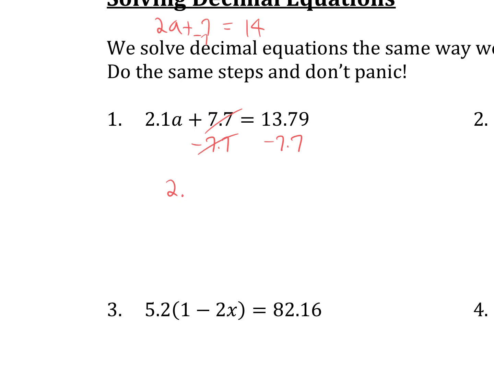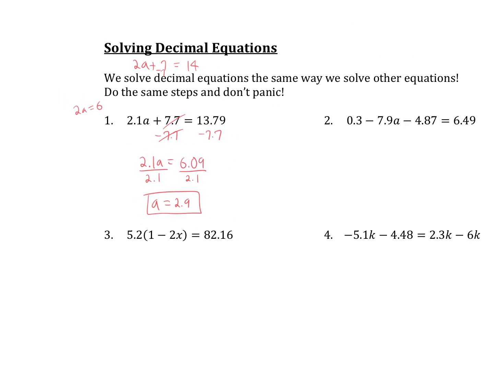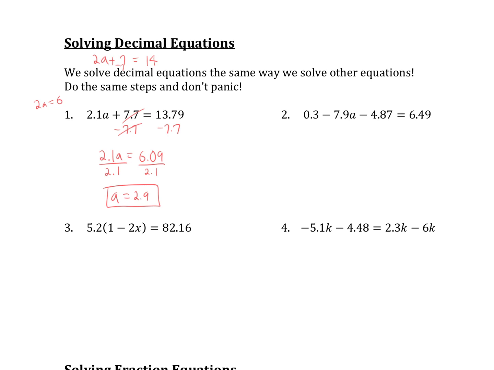So we have 2.1a. 13.79 minus 7.7 is going to be 6.09. Okay, now if I had 2a equals 6, what would I do? Well, I'm still going to divide by 2, but I'm going to divide by 2.1 because I want to undo multiplying by 2.1. So a is going to be equal to 6.09 divided by 2.1, which is 2.9. Make sure you think about it. Is it an exact answer or an approximate answer? If you have to round at all, it's going to be approximate. Okay, so now we did one together. Why don't you guys try some of these other ones here and see how you do?